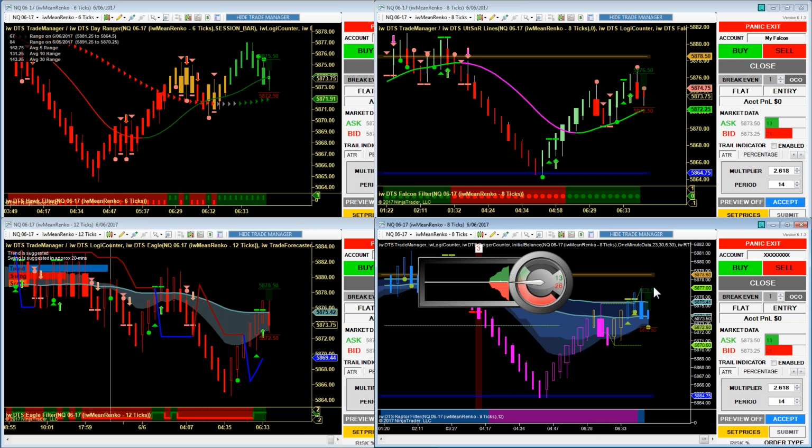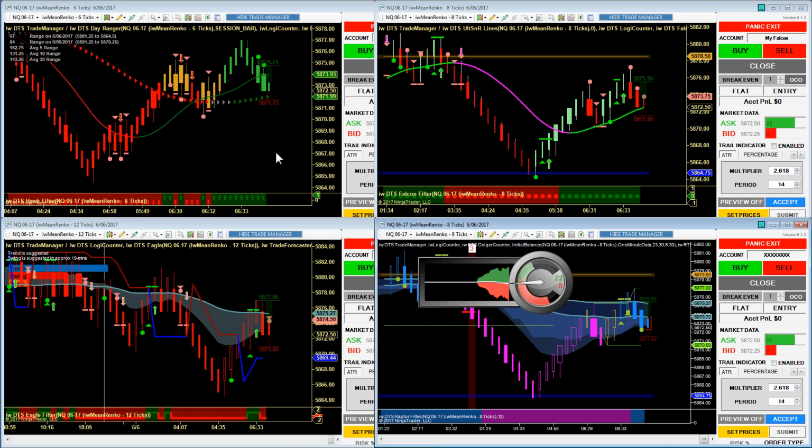But trading is more than just the signal. Yes, a good signal is important. But you also need to have good money management in terms of not risking more than you can afford. And you also need good trade management. I know it kind of sounds like one and the same, but they're slightly different.